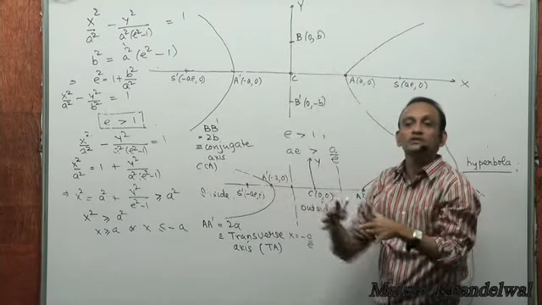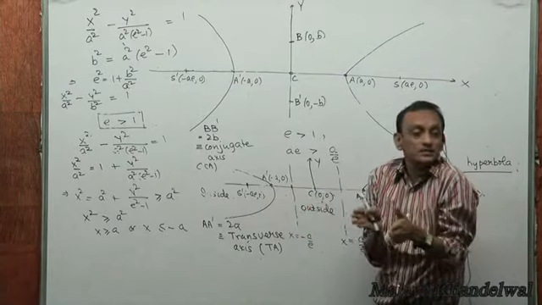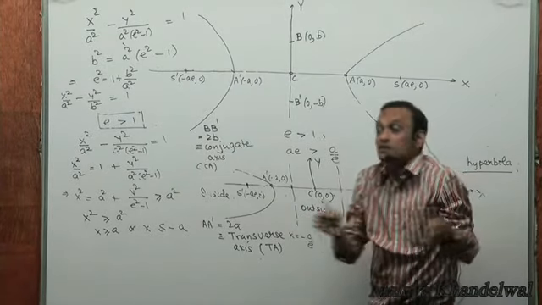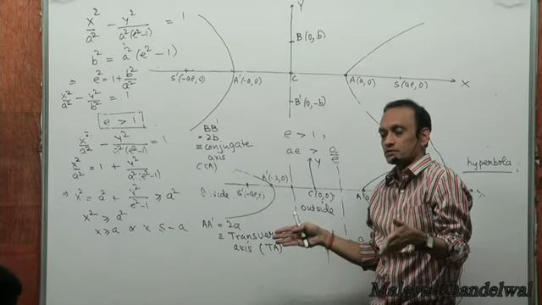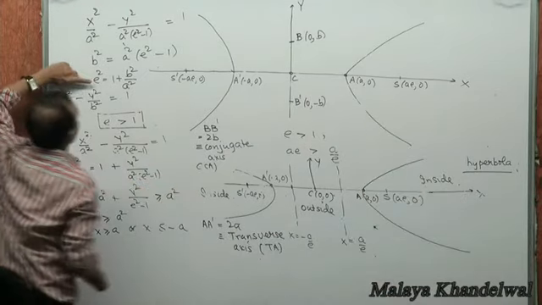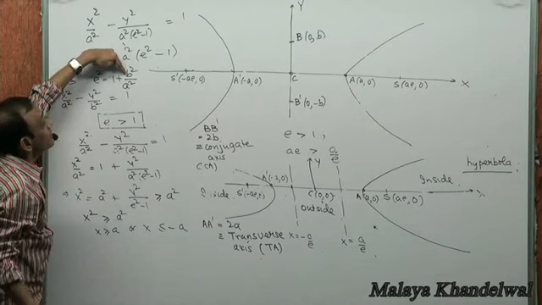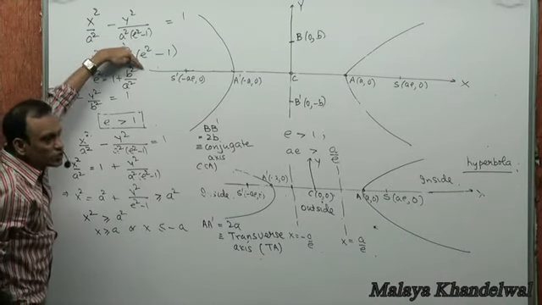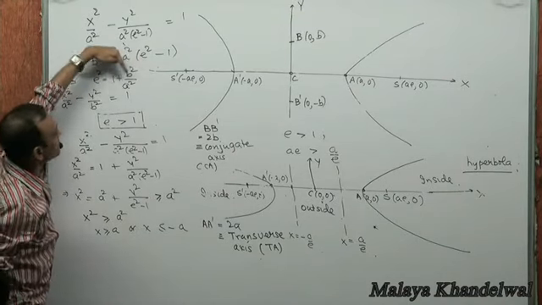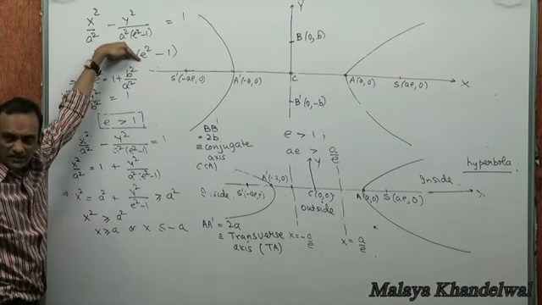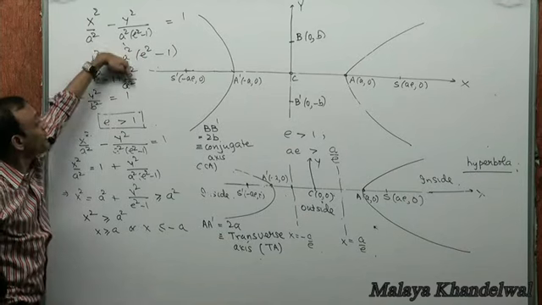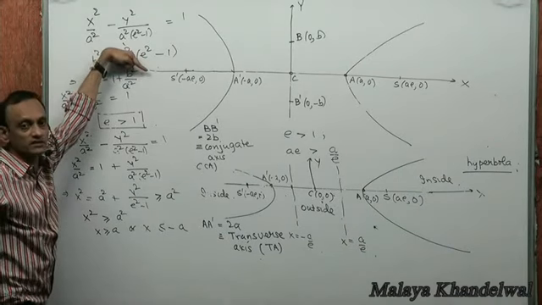BB prime, which is 2b, is called the conjugate axis. Small a is called the semi-transverse axis. Small b is called the semi-conjugate axis. The eccentricity of the hyperbola is the square root of 1 plus semi-conjugate axis squared by semi-transverse axis squared. b squared is semi-conjugate axis squared, right? And a squared is semi-transverse axis squared.